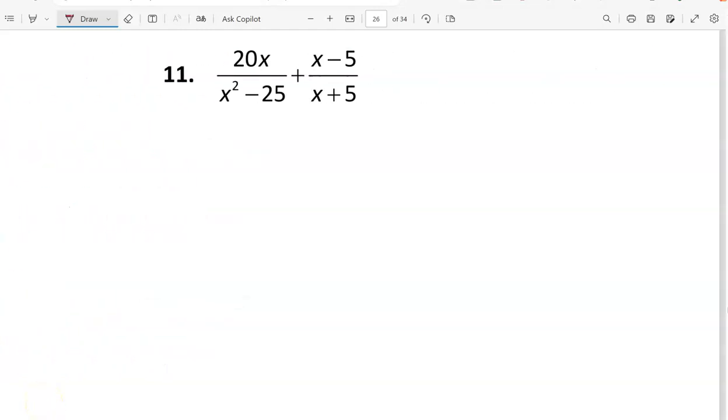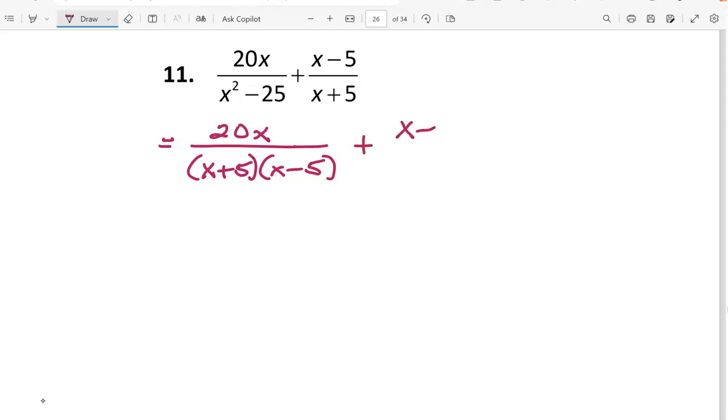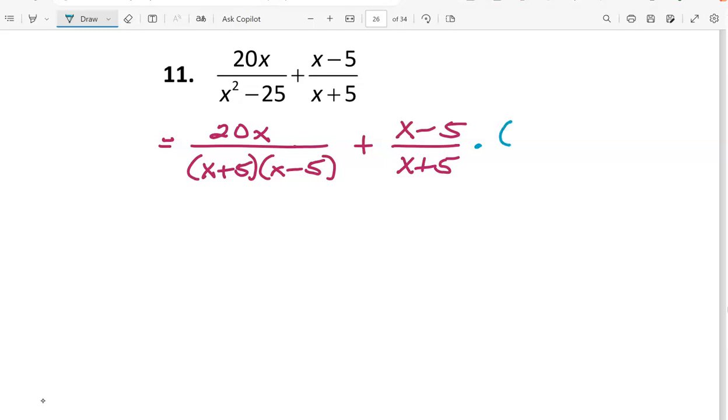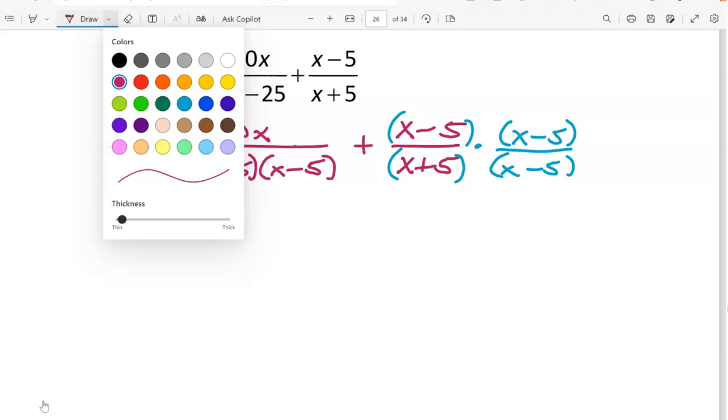In 11, we're asked to add two fractions again. What I'm going to do is factor the denominators. The first denominator factors into x plus 5 times x minus 5. And then the second fraction, the denominator does not factor. What we'll need to do is multiply that second fraction by x minus 5 times x minus 5. Remember those understood parentheses when we multiply.